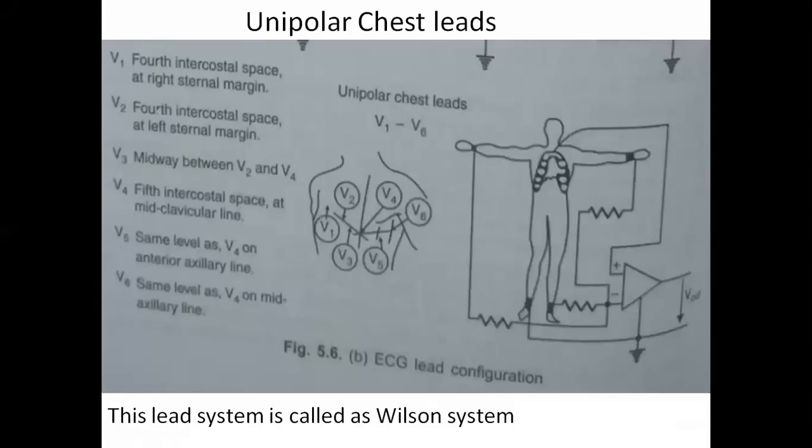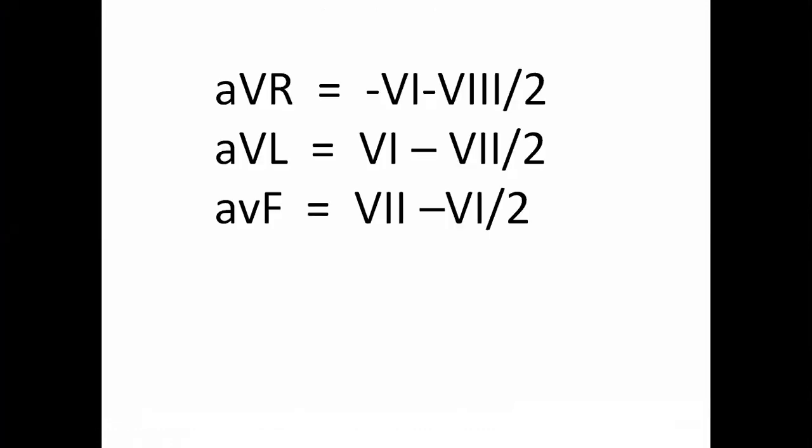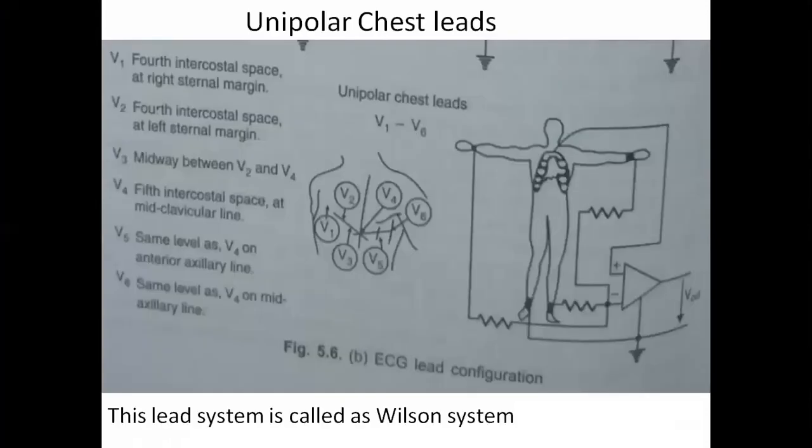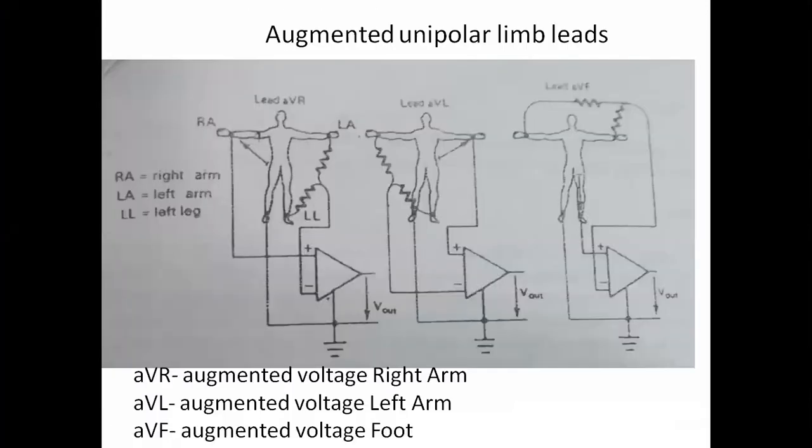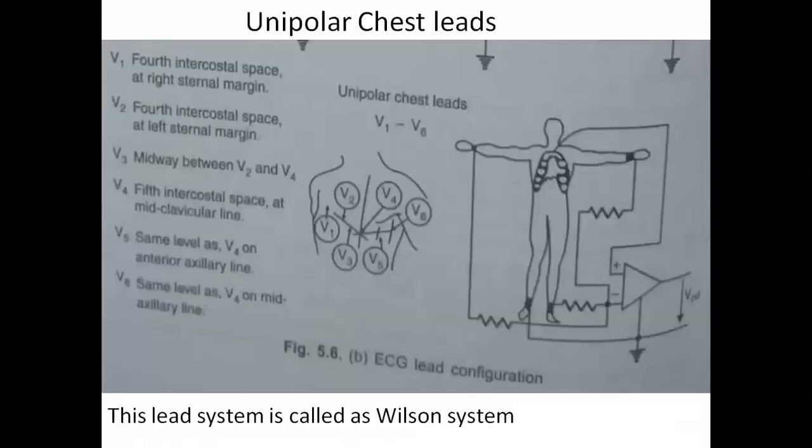So there are three types of lead configurations: bipolar limb lead configurations, augmented unipolar limb lead configurations, and the last one, unipolar chest lead configurations. In the unipolar chest lead configuration, we fix six electrodes on different positions of the chest, and from there we get the output. This system is called the Wilson system.